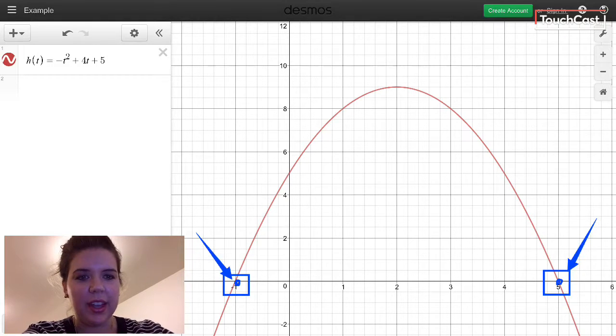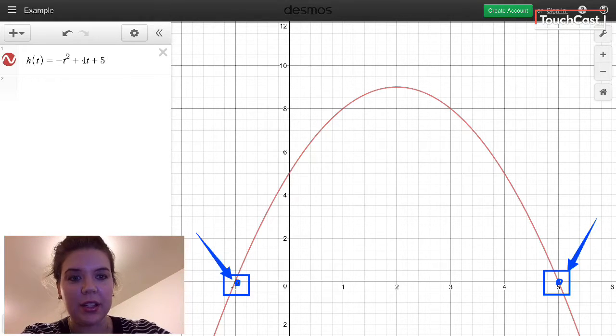In relation to our real-life solution of throwing the dog toy, -1 and positive 5 would represent when the ball hit the ground. Because time cannot be negative, -1 cannot be a possible real solution. However, 5, representing after 5 seconds the ball returned to the ground, is our only real solution.